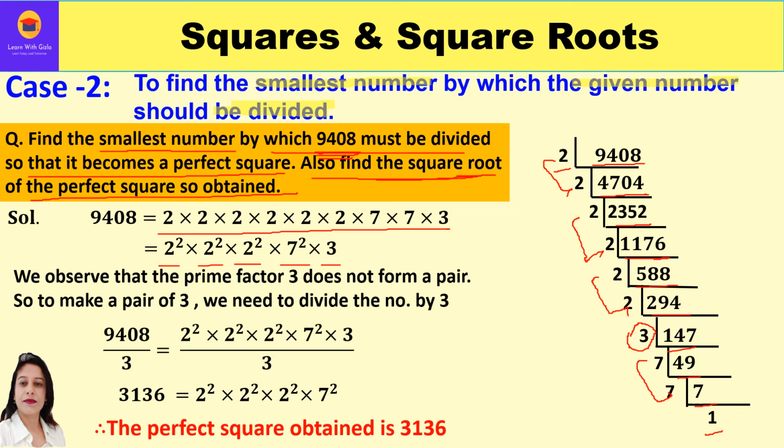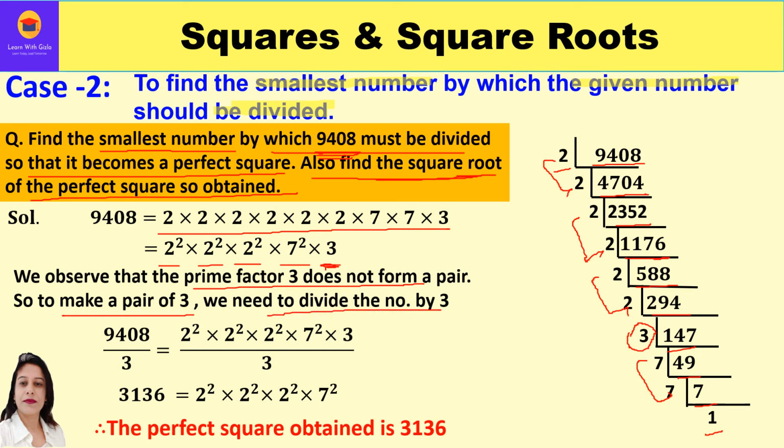Now over here also we have observed that the prime factor 3 does not form a pair. So to make the pair, what do we need to do? Now they have asked by which number it should be divided. So here we have to divide by 3 because this 3 is extra over here, and if we divide by 3, 3 and 3 will get cancelled. So we need to divide the number by 3.